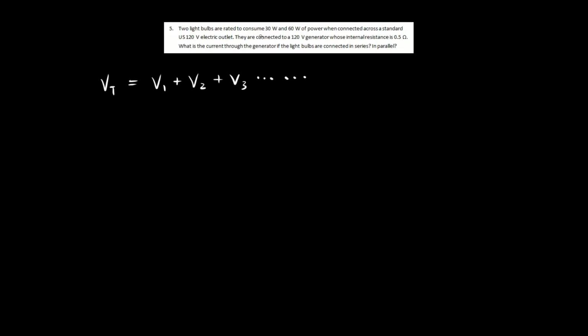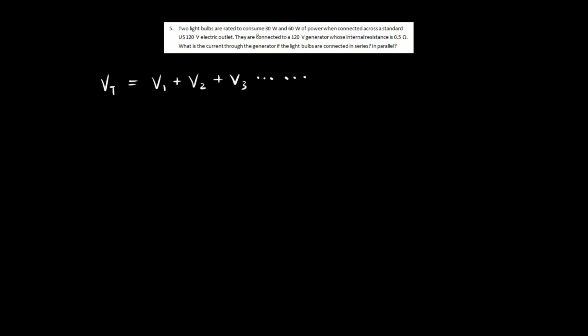So we cannot just take each light bulb's power output and divide it by the voltage, because this voltage isn't actually what each light bulb is getting. So in order to solve this problem, we have to find something that is constant across both an electrical outlet and a generator with an internal resistance. And that constant thing we're looking for is actually the resistance of these light bulbs.